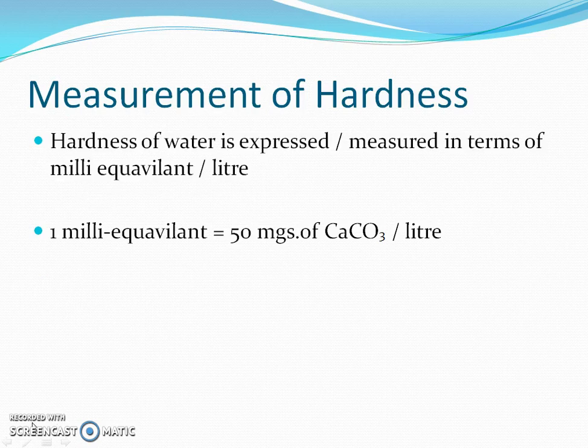Now, when we want to express and measure the hardness, what to do? Hardness of water is expressed, measured in terms of milli-equivalent per liter. 1 milli-equivalent is equal to 50 milligram of CaCO3 per liter.